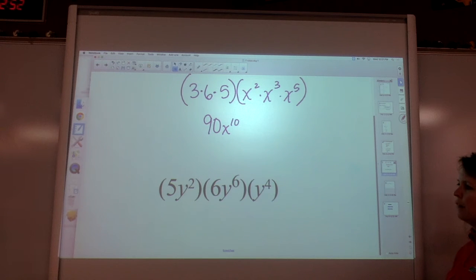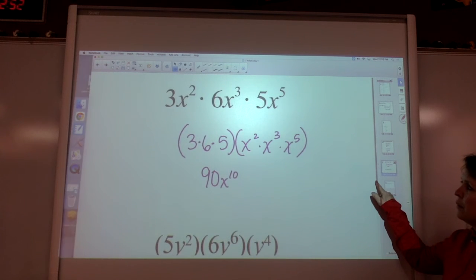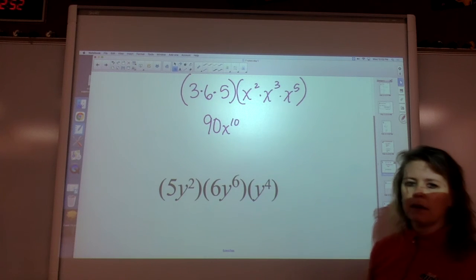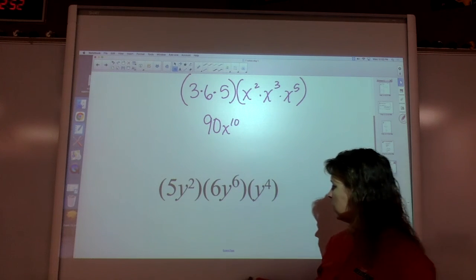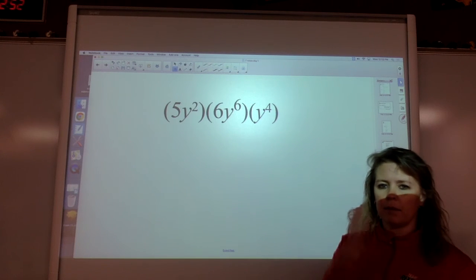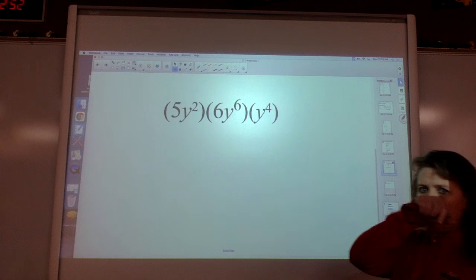And how about 5y squared times 6y to the 6th times y to the 4th? Notice in the previous problem we put dots between them. In this problem we put parentheses between them. Doesn't matter, it's still product. Product rule. Try this one on your own. See if you get the same answer that I got. Pause it.